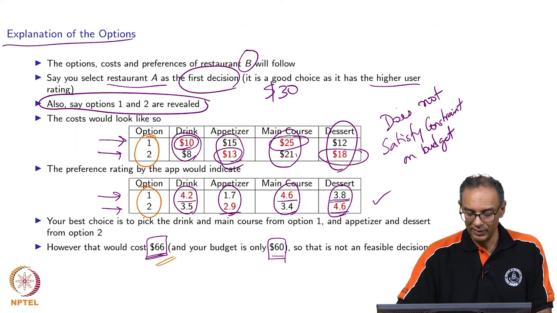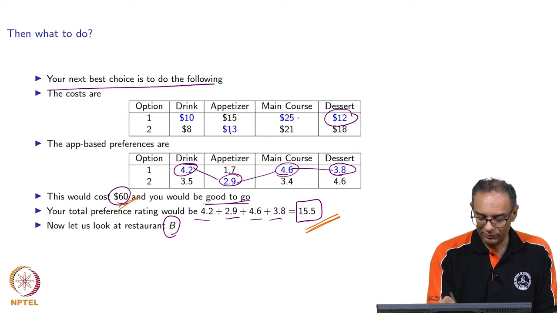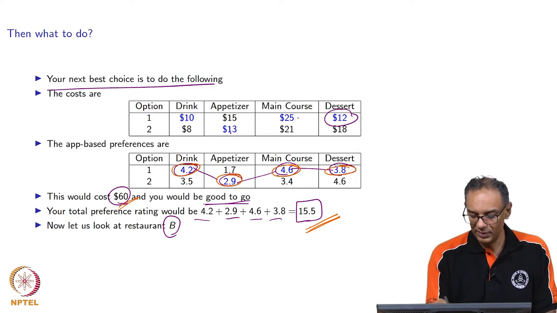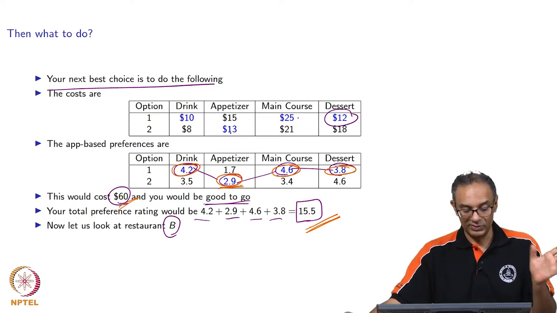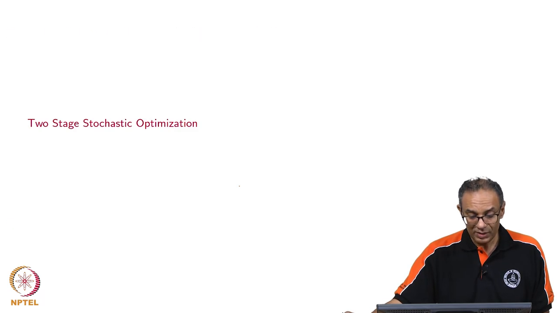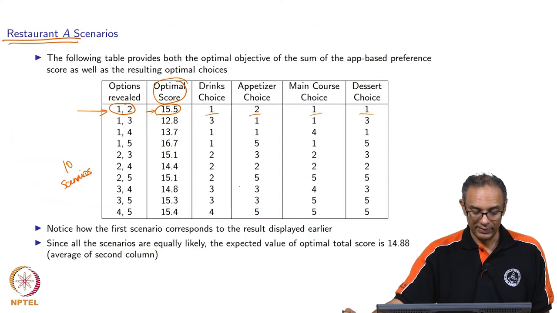If you go back here, that's basically what we do, right? First drink, second appetizer, first main course, first dessert. The only thing that we do second is for the appetizer. So others all from option one. So that's what we're doing right here.